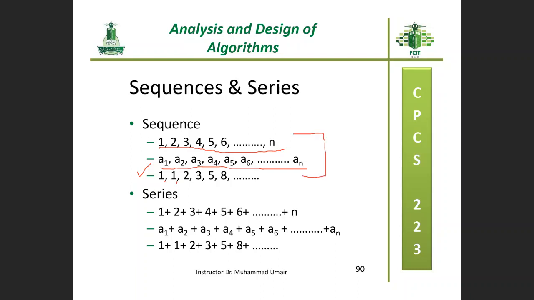And what is the series? The same sequence written with the plus sign. It means a series will give you the sum of the terms of a sequence. Is that clear? So this is called a series. 1 plus 2 plus 3 plus 4, this is a series. And this is also a series. This is also a series. Is that clear?